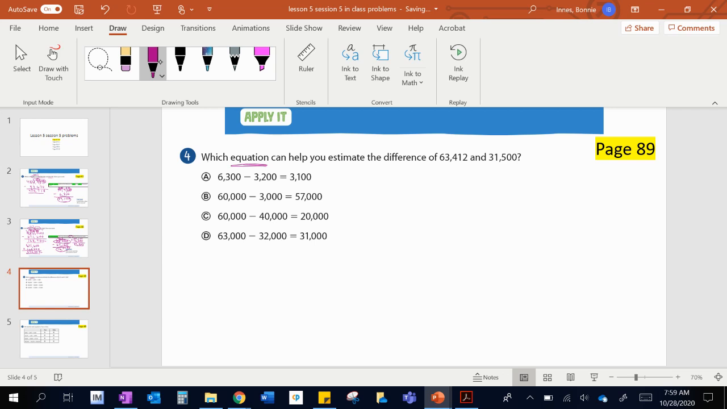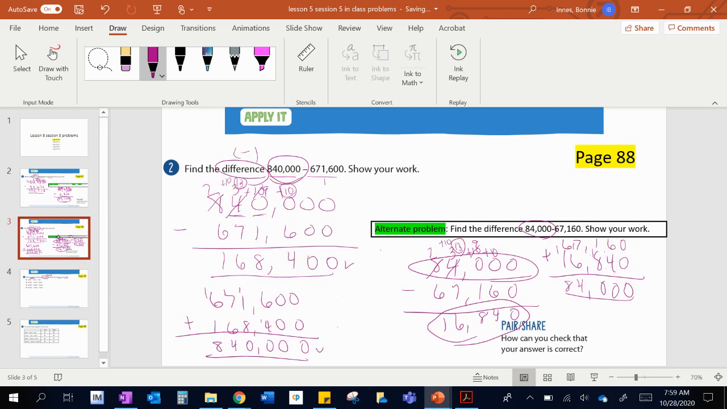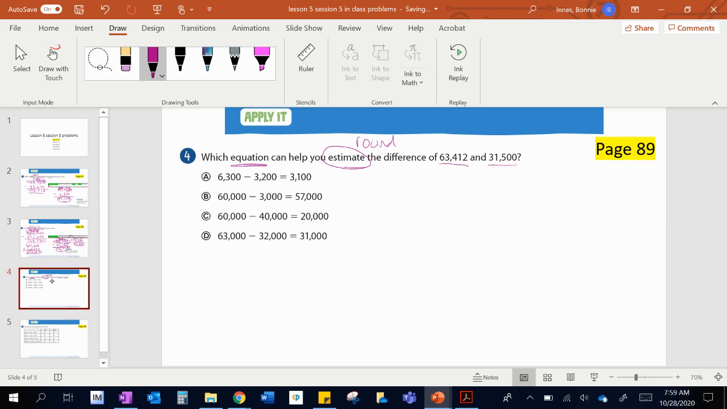Which equation can help you estimate the difference of 64,412 and 31,500? When we are estimating, we are going to round and we are not finding an exact answer. So we're not going to line up the numbers and find the exact numbers like we have been. In these problems, we're finding the exact answer. This one, we're finding a roundabout. Around the number. Close to. Those are all phrases we might say.